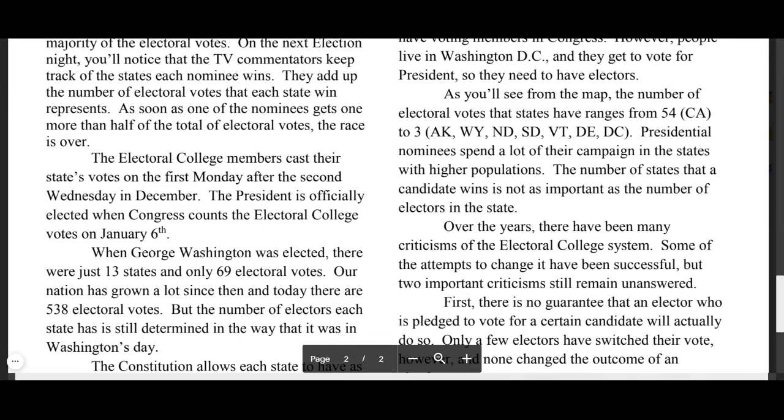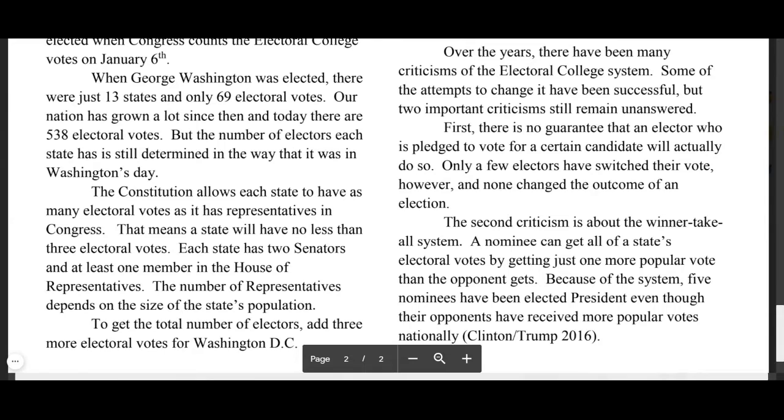When George Washington was elected, there were just 13 states and only 69 electoral votes. Our nation has grown a lot since then, and today there are 538 electoral votes. But the number of electors each state has is still determined the way it was in Washington's day. The Constitution allows each state to have as many electoral votes as it has representatives in Congress. That means a state will have no less than 3 electoral votes. Each state has 2 senators and at least 1 member in the House of Representatives. The number of representatives depends on the size of the state's population.